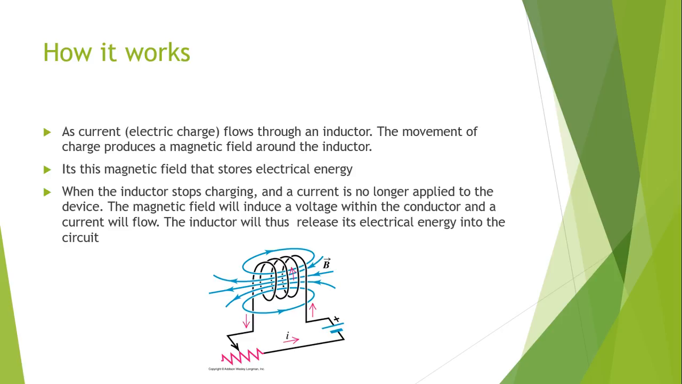As current flows through an inductor, the movement of charge produces a magnetic field around this inductor. It's this magnetic field that stores electrical energy. When the inductor stops charging and a current is no longer applied to the device, the magnetic field will induce a voltage into the conductor and a current will flow. This is how the inductor releases its energy into the circuit.